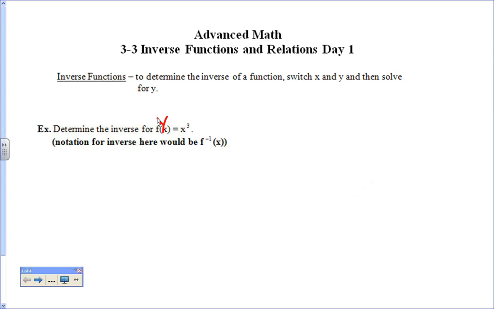Now, notation for inverses here would be f to the negative 1 of x, okay, or now we could say y to the negative 1 of x. It does not mean necessarily 1 over y or 1 over f of x. It's just a notation within this problem to show us that that's the inverse.